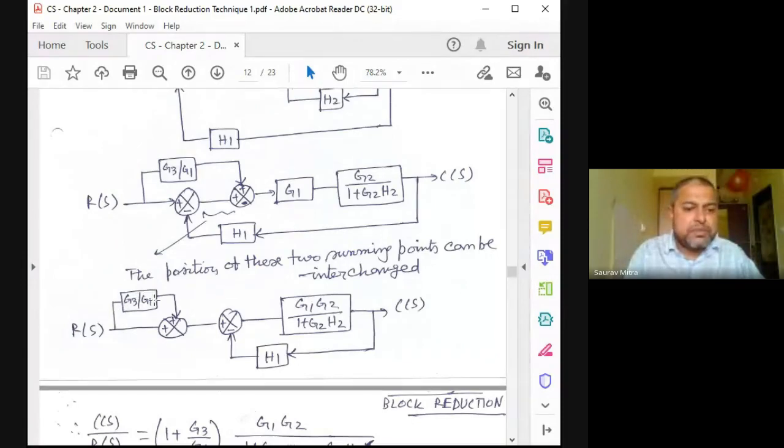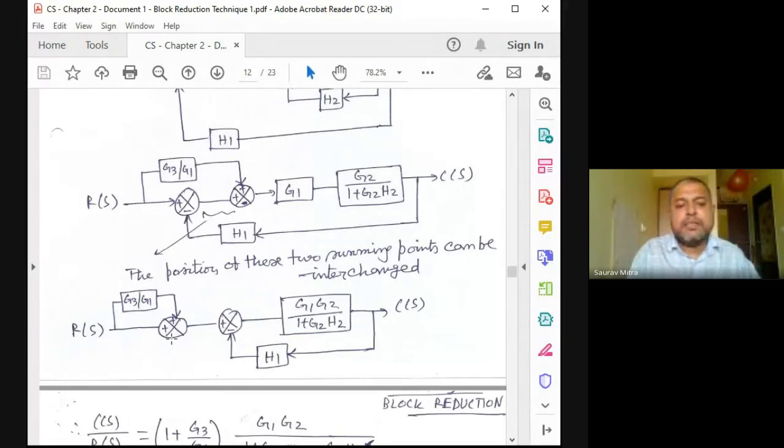What you are finding is that this G3 by G1 from R(s) is coming to summing point 2. So this is summing point 2, which is shown first, and afterwards this is summing point 1. Whichever was here, this summing point is going here. Summing point 2 is coming first, and summing point 1 is going next. Because summing point 1 was connected to H1 with negative, here also summing point 1 is connected with H1 and negative, and summing point 2 is connected to G3 by G1.